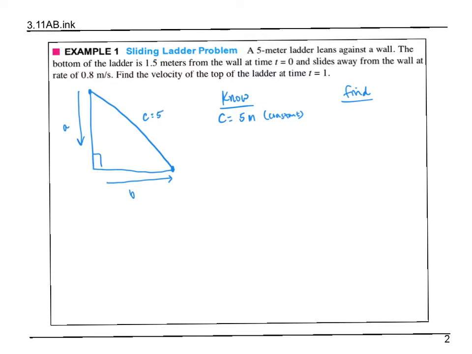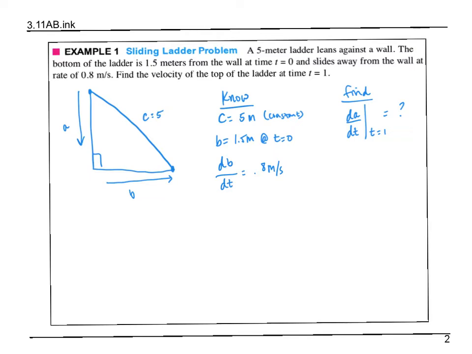We know that the bottom of the ladder is 1.5 meters at time t equals 0. So b equals 1.5 at t equals 0. And we know that the rate that the ladder slides away from the wall is 0.8. So we label that dB/dt, because that's what we labeled the base of the triangle, dB/dt equals 0.8 meters per second. And finally, we're looking to find the rate that it's falling down the wall at time t equals 1. So we're looking for dA/dt when t equals 1. That is our unknown.